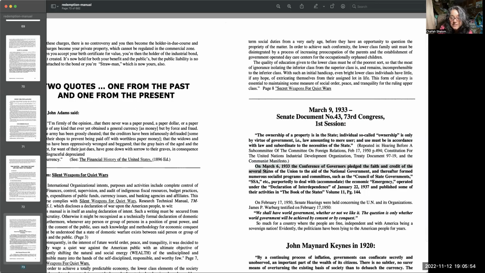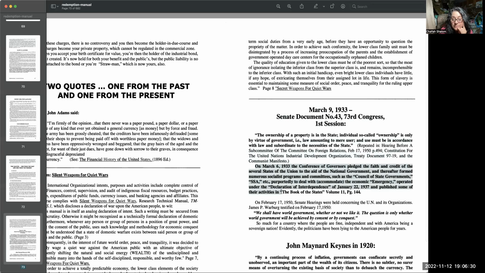On March 6, 1933, the Conference of Governors pledged the faith and credit of the several states of the Union to the aid of the national government, and therefore formed numerous socialist programs and committees, such as the Council of State Governments, SSA, etc., purportedly to deal with, accommodate the economic emergency operating under the Declaration of Interdependence.